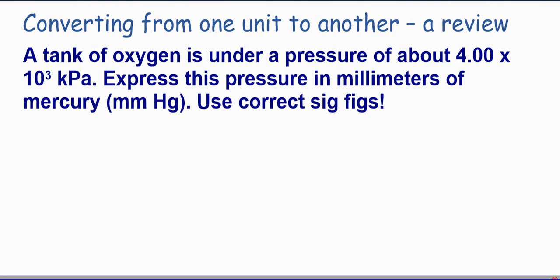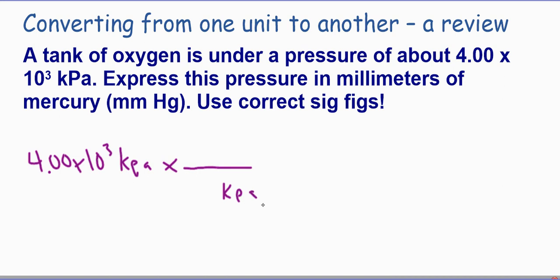Okay, next example. A tank of oxygen is under a pressure of about 4.00 times 10 to the third kilopascals. And we want to get this to millimeters of mercury. So we want to cancel kilopascals and then put the unit we want to go to on top, because again, you can go from any unit to any other. You also do not need to memorize these conversion factors. I will give them to you. Just have to know how to use them.